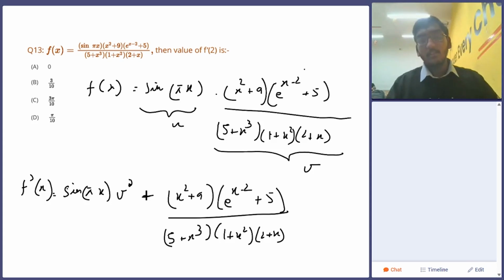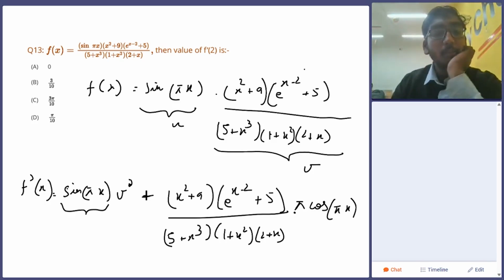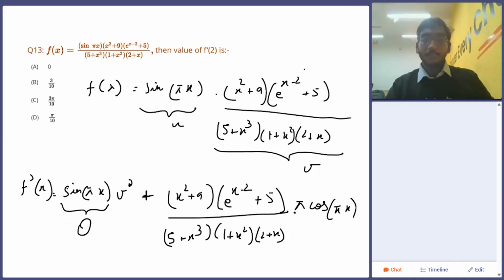Okay, and what will be u dash? It's actually u v dash plus v u dash, no? What will be u dash? It will be pi cos pi x, okay? See, what they're asking in the question is f dash of 2. When you put x is equal to 2, what happens? This will become sin 2 pi, right? That's obviously 0, okay? So we'll not have to bother about v dash, because this entire expression becomes 0 because of this value being 0, okay? So this is 0.